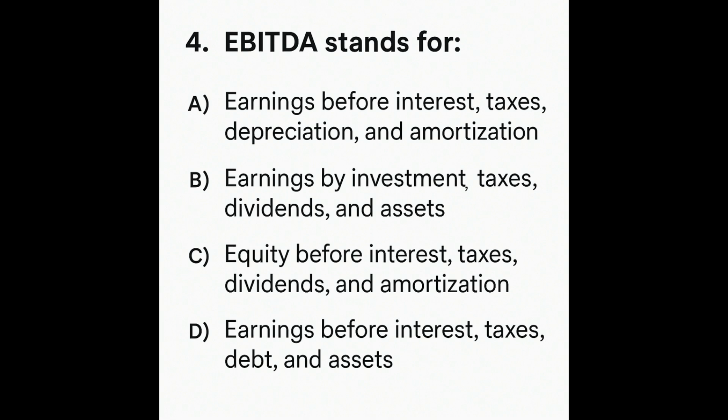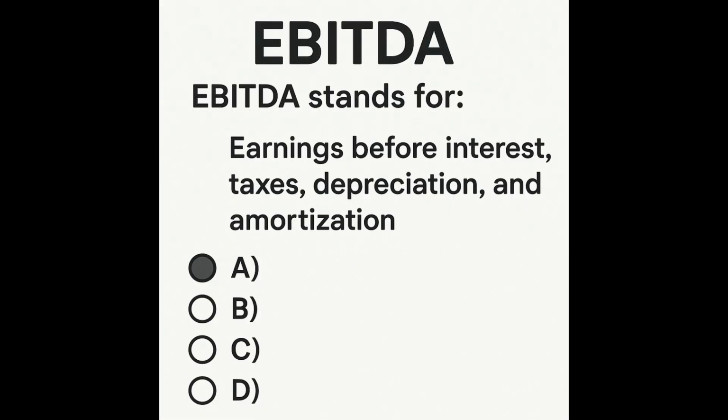4. Multiple choice. EBITDA stands for: A. Earnings before interest, taxes, depreciation, and amortization. B. Earnings by investment, taxes, dividends, and assets. C. Equity before interest, taxes, dividends, and amortization. D. Earnings before interest, taxes, debt, and assets. The answer is A. Earnings before interest, taxes, depreciation, and amortization.